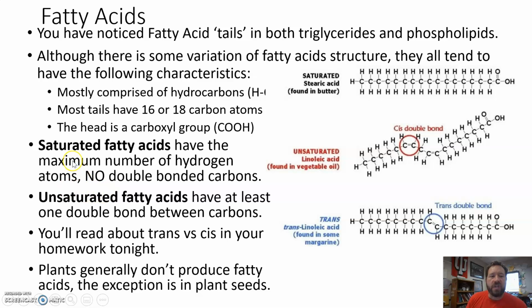In Greek, the word saturated means full. So a saturated fatty acid, like the one you see on top here, is full of hydrogens. It has the maximum number of hydrogens, no carbon-carbon double bonds. Whereas down below, these bottom two examples, they each have at least one double bond, which means they do not have the maximum number of hydrogen. They are not full of hydrogen. And so these are called unsaturated fatty acids. You're going to read a little bit more about those in your homework this evening.